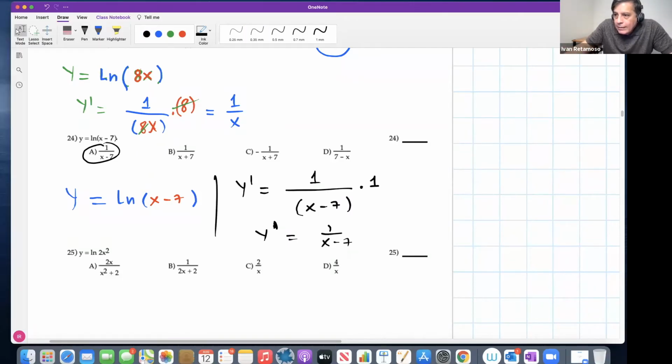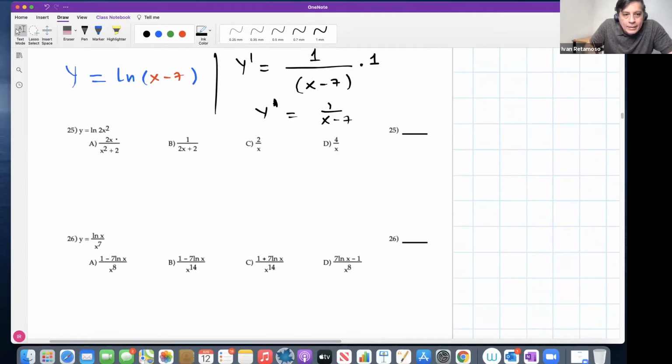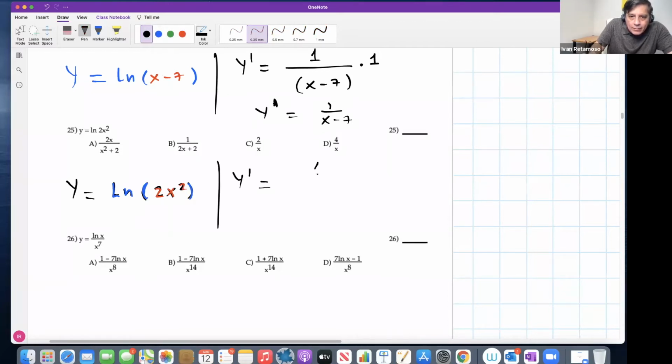24. This one, I would say similar, but perhaps we should do it quickly so it's a little bit different. Notice the outside function, and this inside function, 2x squared, right? So what's the derivative of that? Well, the derivative of the outside function is going to be 1 over whatever is inside the log, right? This times the derivative of this, which is 4x.